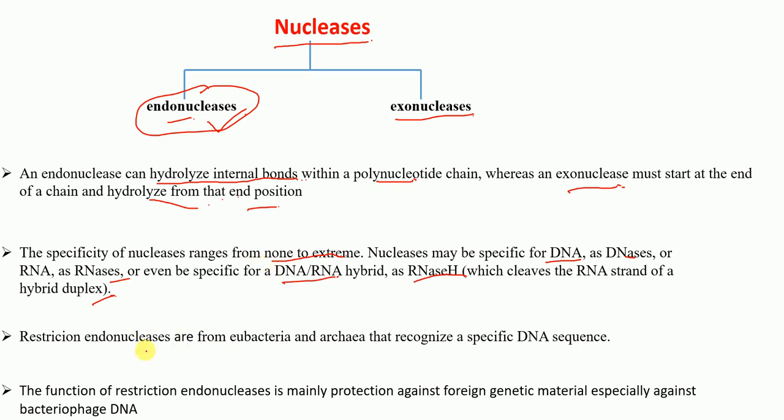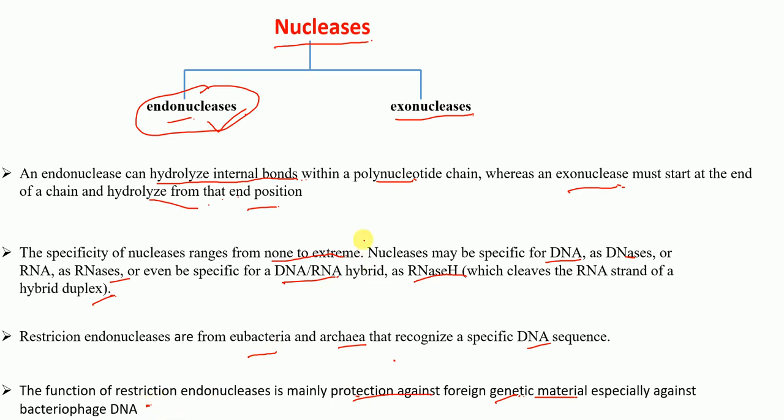Another important point is that restriction endonucleases are also called restriction enzymes. They are from eubacteria and archaea and recognize a specific DNA sequence. The function of restriction endonucleases is mainly protection against foreign genetic material, especially against bacteriophage DNA in these prokaryotic organisms. So naturally, the function of restriction enzymes is mainly protection against foreign genetic material, especially bacteriophage DNA.